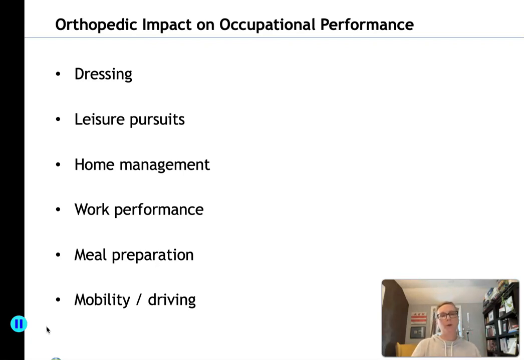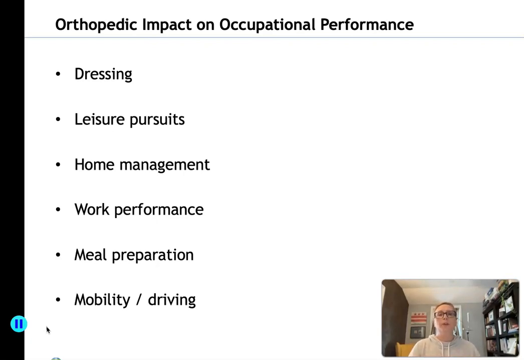You'll learn about weight-bearing precautions throughout your program, but you'll have weight-bearing precautions with spinal surgeries. You'll have spinal precautions. You'll have weight-bearing precautions with hip replacements, posterior or anterior. They'll be a little bit different, but you'll learn about those. So those are very important things to understand, how they impact occupational performance as you're crafting your treatment plan for this client.